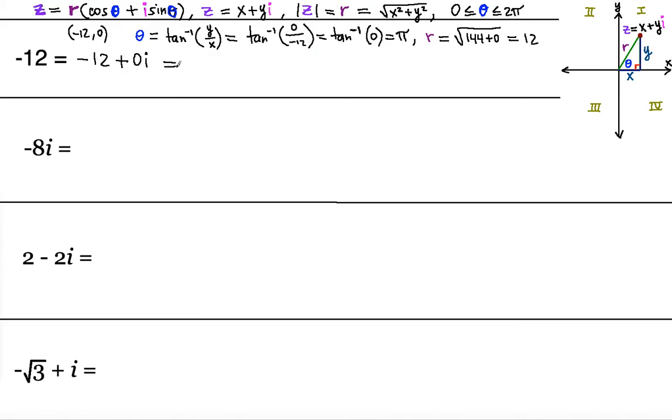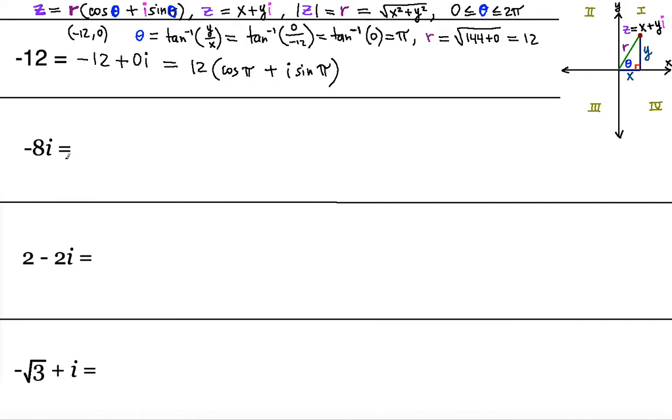So now we found those components, the modulus and the argument, so we can write it as 12 times cosine of pi plus i sine of pi. Okay, so this is the trigonometric form representation of the complex number z.